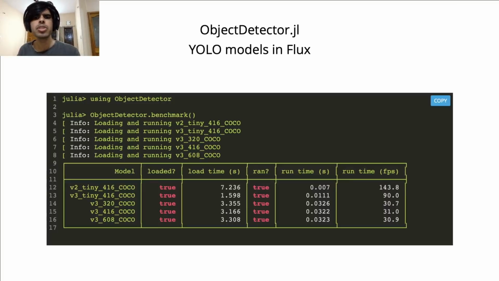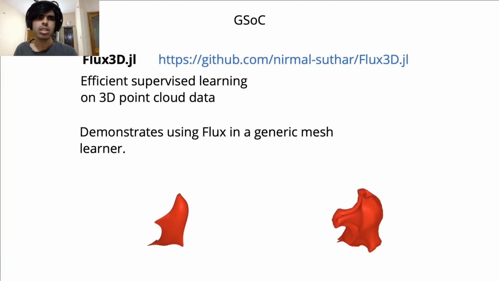ObjectDetector.jl has been another one of those packages which brings state-of-the-art YOLO models to Julia and Flux. YOLO is a very popular class of object detection models known for its high throughput and high performance. These benchmarks actually go on to show that we can outperform the numbers put out by Darknet on the same hardware as well, which is really exciting for us.